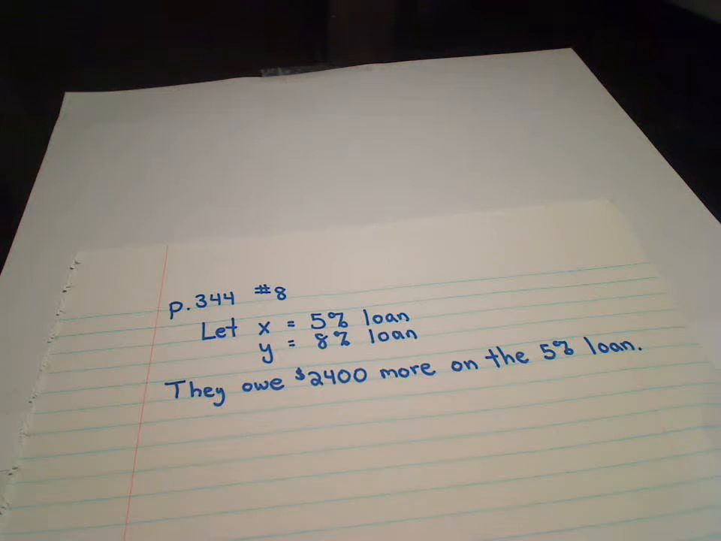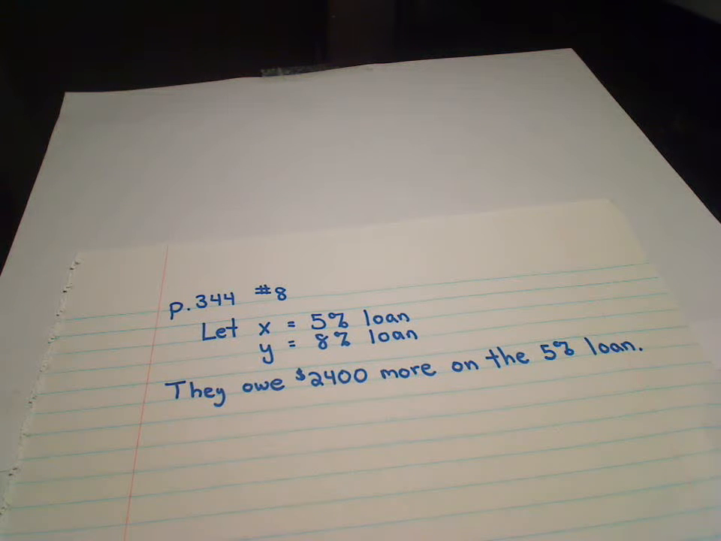Okay, so the first thing we want to do when solving any word problem is make a let statement. As you see on my paper here, the first thing I said was let x equal the 5% loan and let y equal the 8% loan. And then the key term they tell us for setting up one of our equations is that they owe $2,400 more on the 5% loan than they do on the 8% loan.